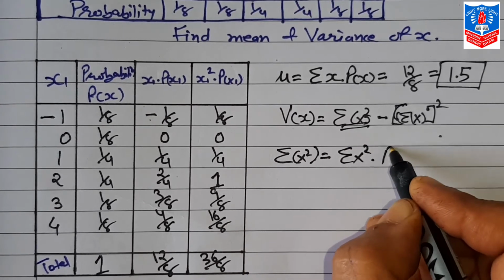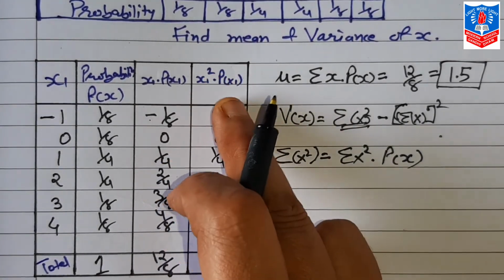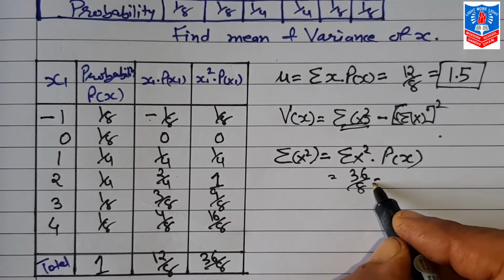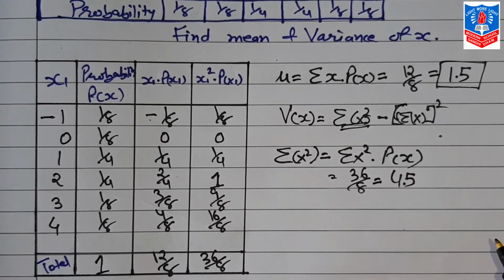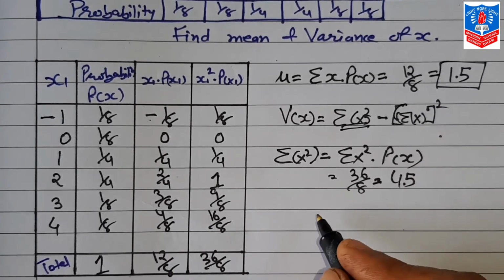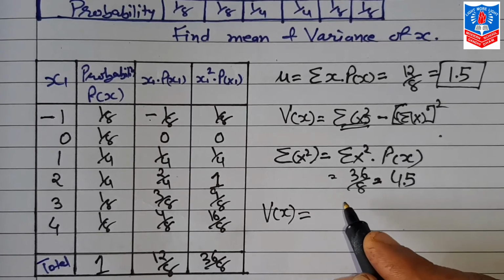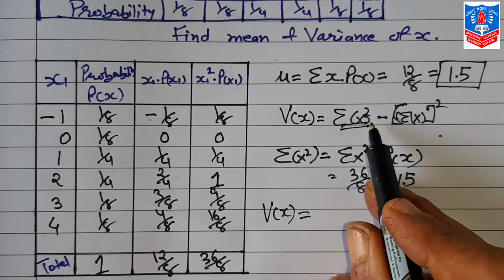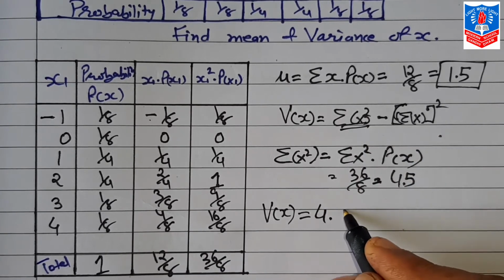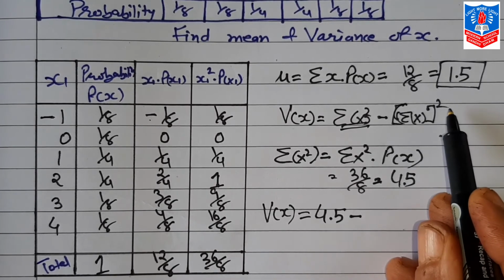sigma x square into px, which here already in the table, sigma x square into px is 36 by 8, which will be 4.5. Now we put the values in the variance of x formula, where sigma x square is this only, which is 4.5 minus sigma x whole square.